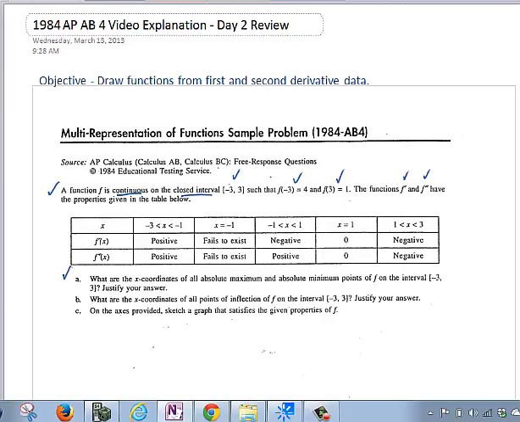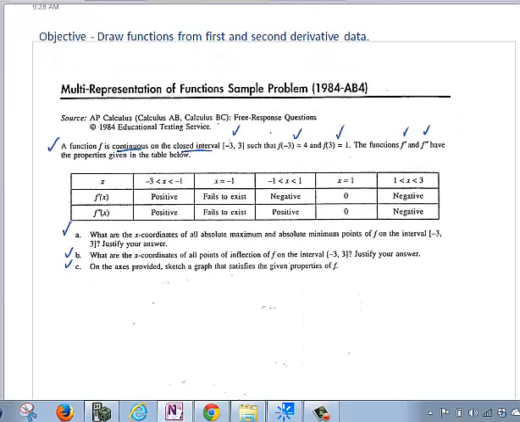For part A, they want us to find the absolute max and absolute min points on the interval from -3 to 3 and to justify our answer. I'm going to come back and do that as the third part of the problem because I think parts B and C are easier to do first. So for part B, it says: what are the coordinates of all points of inflection for f on the interval from -3 to 3? Justify your answer.